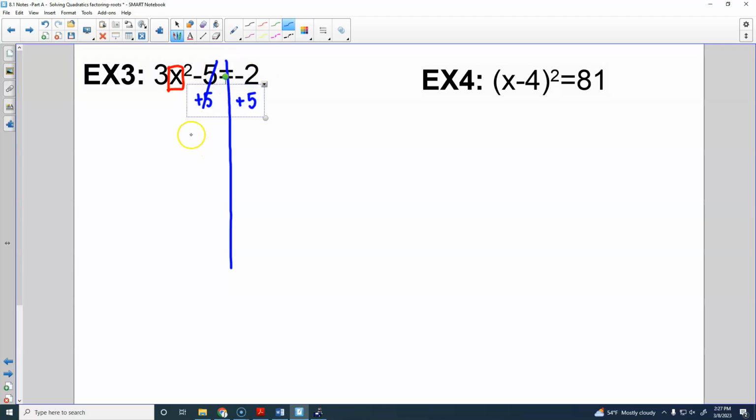Okay, so on this left side, I just have 3x squared. And over here on the right side, I got a 3. Okay, what should I do next? Divide by 3. Which is just 1. Okay, yes?